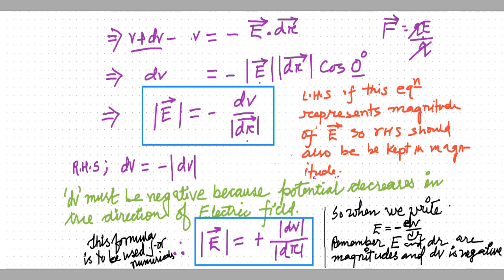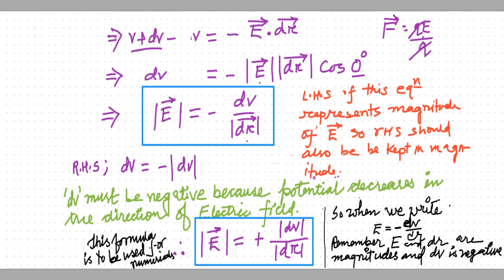The right hand side dV can be written as minus of magnitude of dV. Now why have I given minus here? See, dV must be negative because potential decreases in the direction of electric field. Whenever you move in the direction of electric field, then the difference in potential, final minus initial, must be negative.